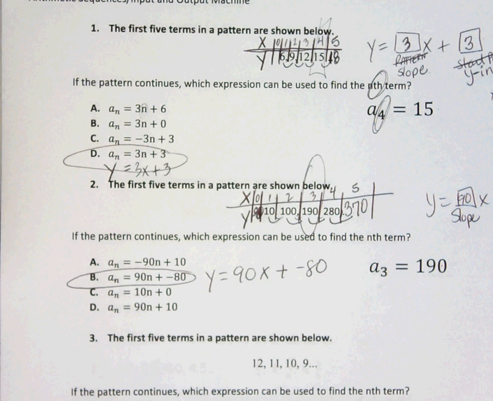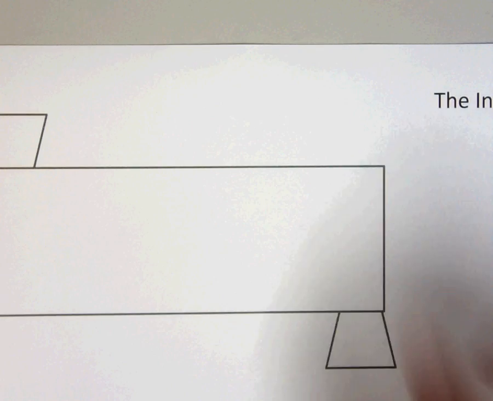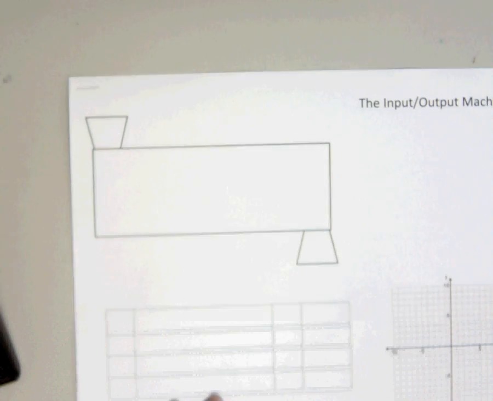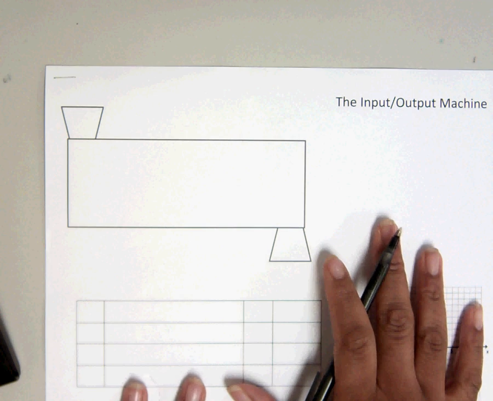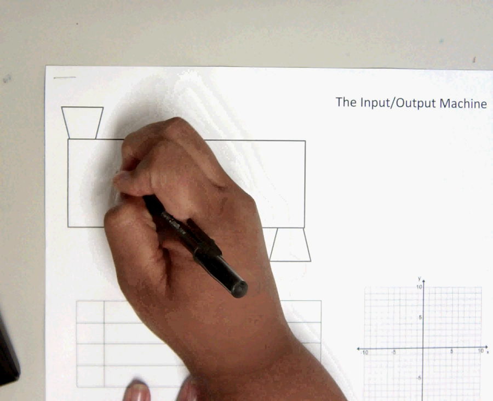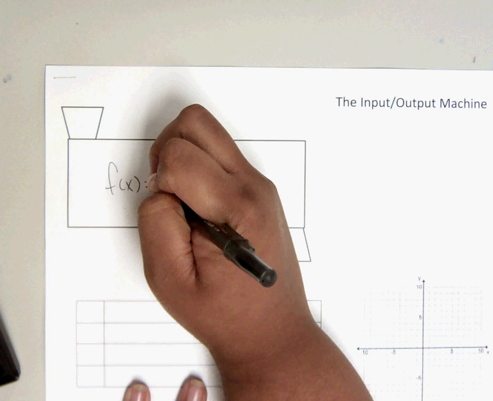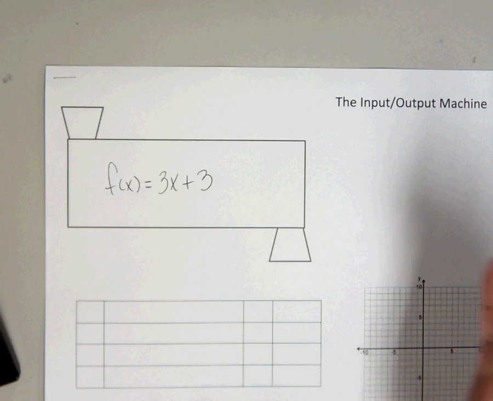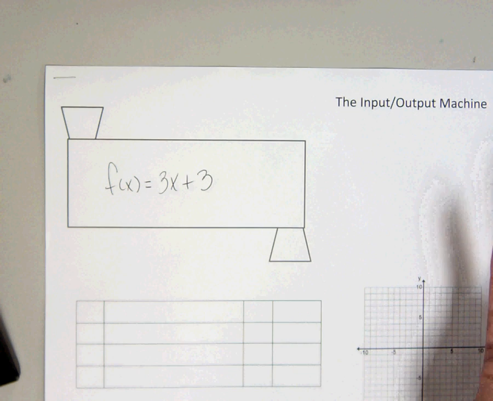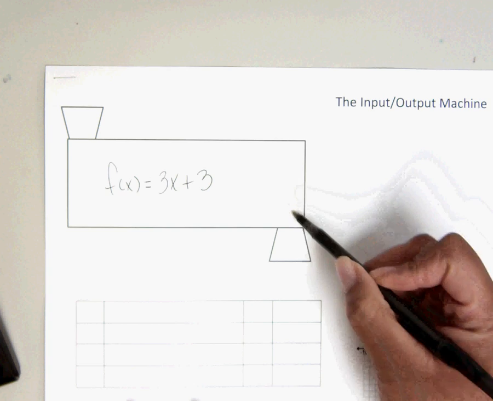Now after we finish that, we need to talk about the input and output machine. So I'm going to take example number 1. I'm going to use this here and input that into our input-output machine. So the first thing is to write down function. The function f of x, which means y, from number 1 was 3x plus 3. Now, I want to choose some numbers to use, okay? Because it has to go into the function, and it's going to come out.